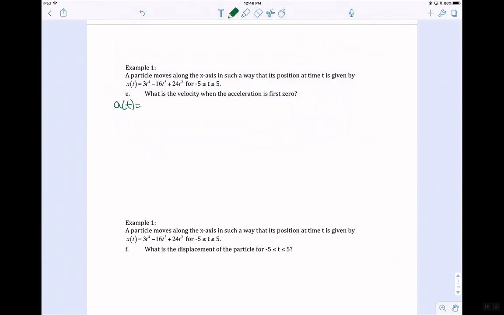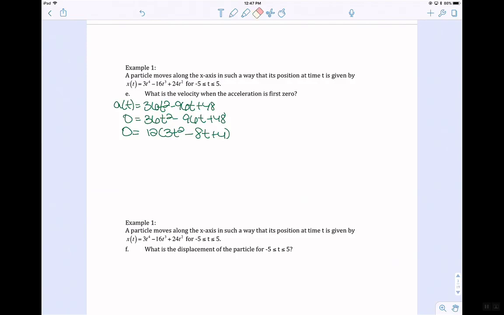So my A of t is equal to 36t squared minus 96t plus 48, and I'm going to set it equal to 0. Now I can factor out a 12 out of here. So that gives me 3t squared minus 8t plus 4 is equal to 0.